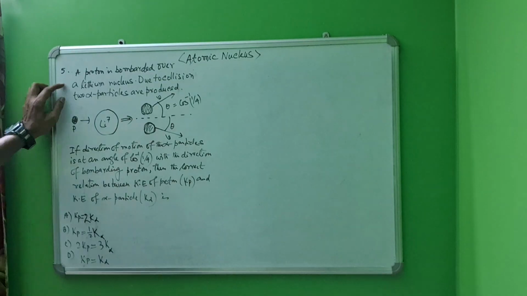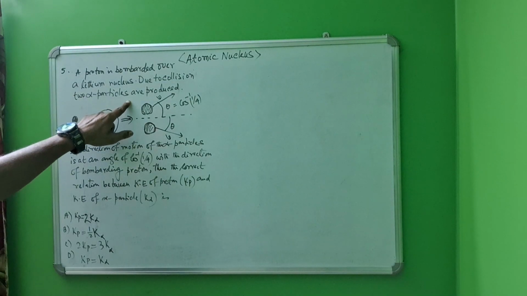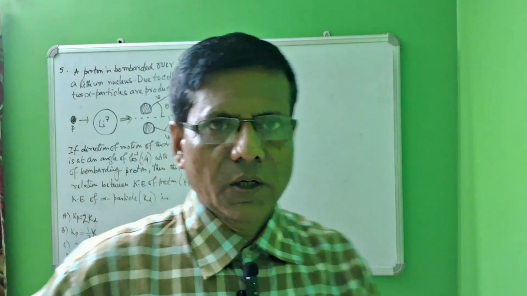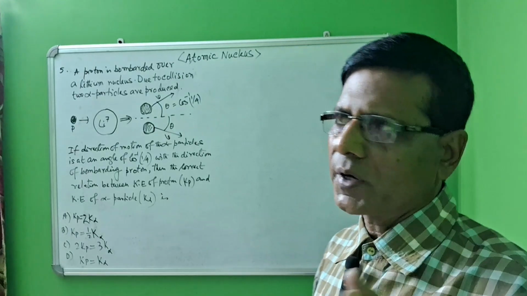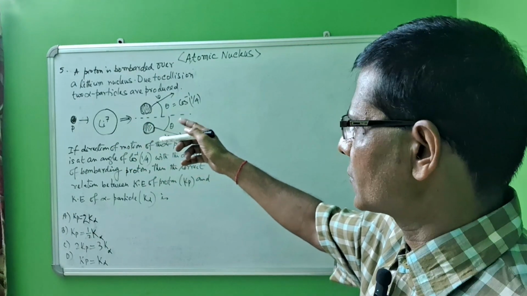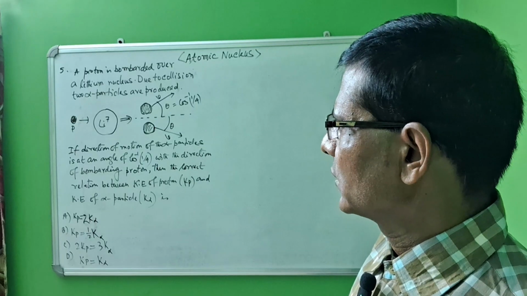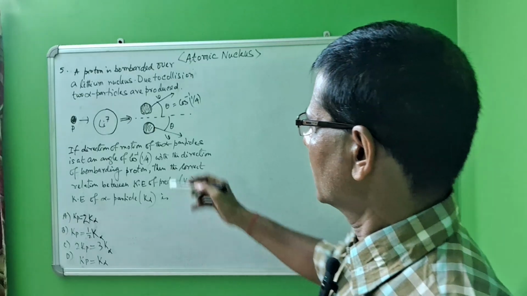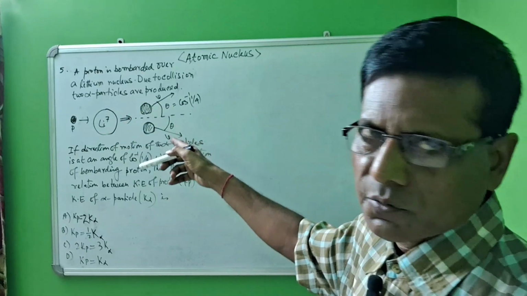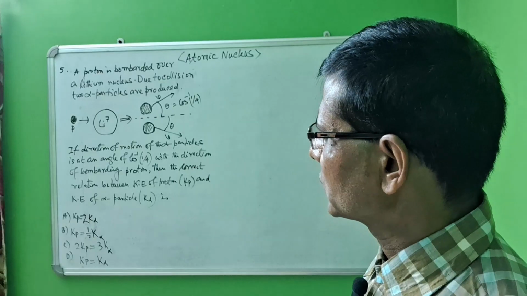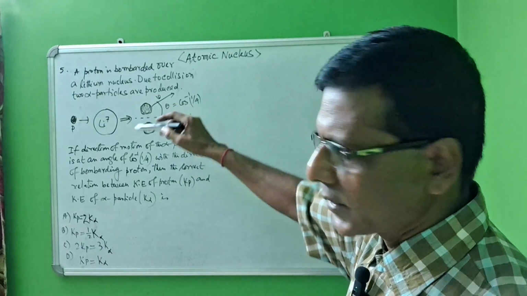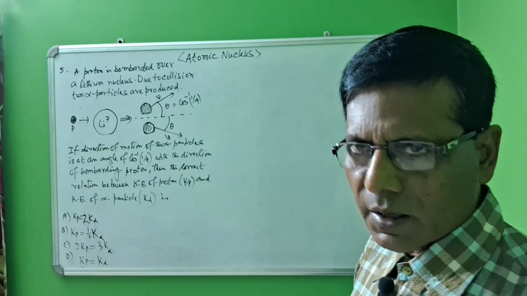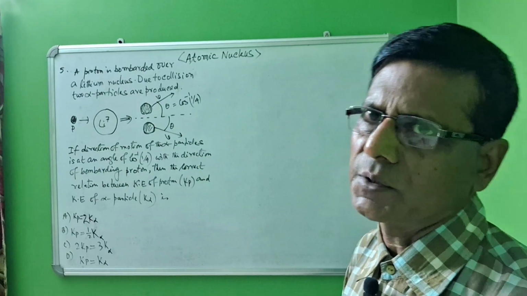A proton is bombarded over a lithium nucleus. Due to collision, two alpha particles are produced. A proton is bombarding a rest nucleus of lithium. The lithium nucleus is at rest. Due to collision, two alpha particles are produced as per the figure given. Because these are two alpha particles, their masses are the same, and because the theta given is the same, their velocity will also be the same.